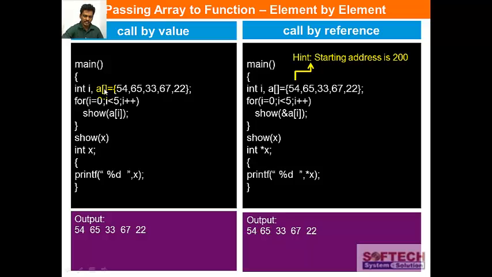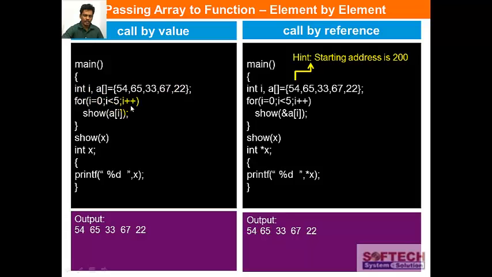It's not necessary to write A of 5, because the compiler easily finds the size at the time of compilation. Totally 5 values are there, so it allocates 5 locations. Each location is 2 bytes, totally 10 bytes. The 0th location holds 54, then 65, 33, 67, 22.